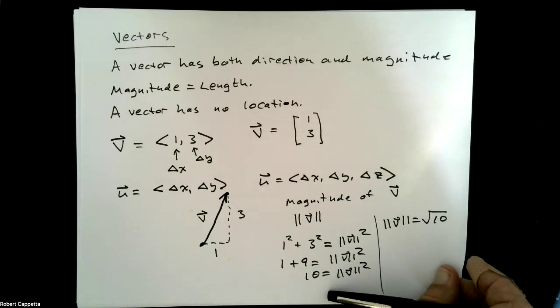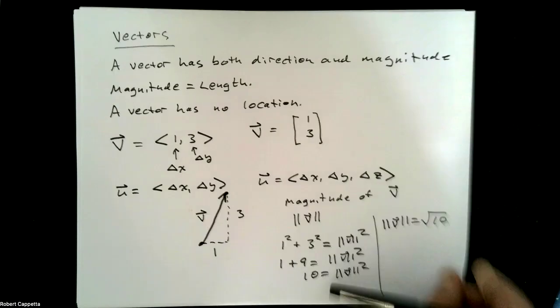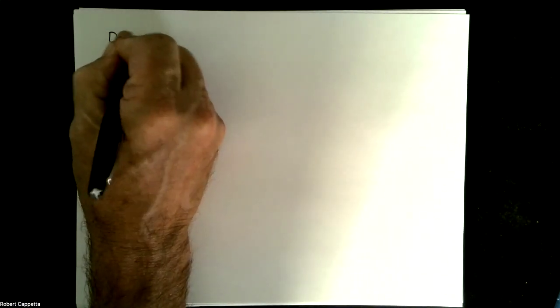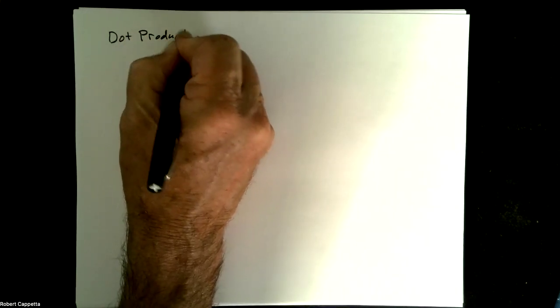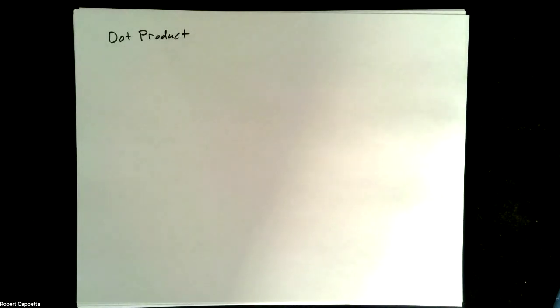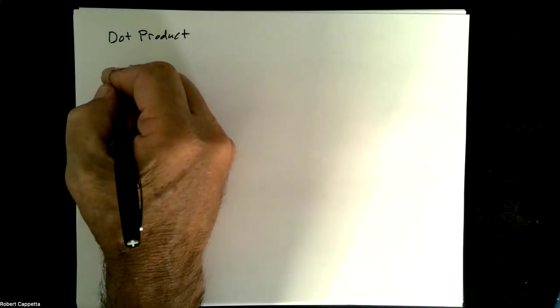We want to tie it to a concept. And the concept we're going to tie it to is the notion of the dot product. So let's discuss that. We don't just multiply vectors. We can add 2 vectors. We can subtract 2 vectors. We don't multiply 2 vectors. We have to define what type of multiplication we're looking at. And one of those types of multiplication is the dot product. So let's take a look at an example of how the dot product works.